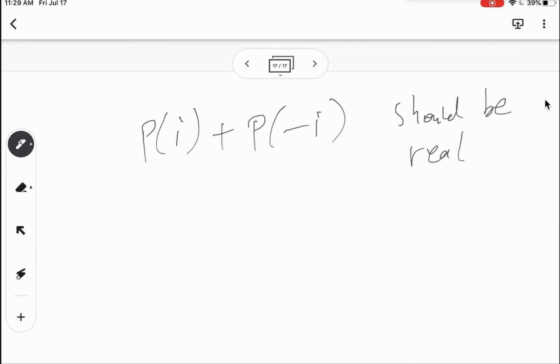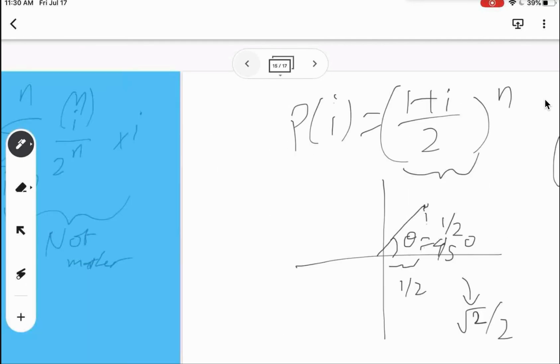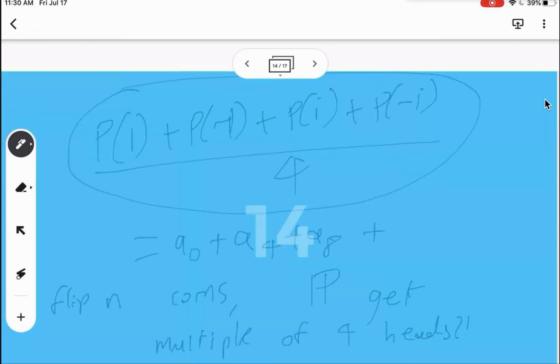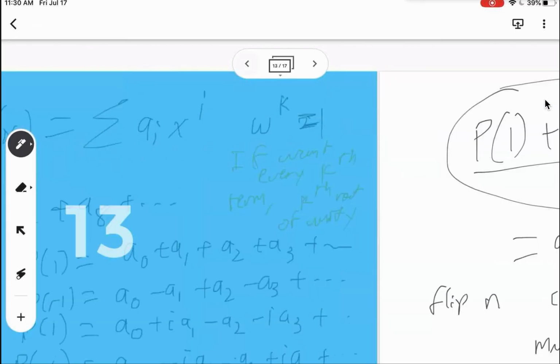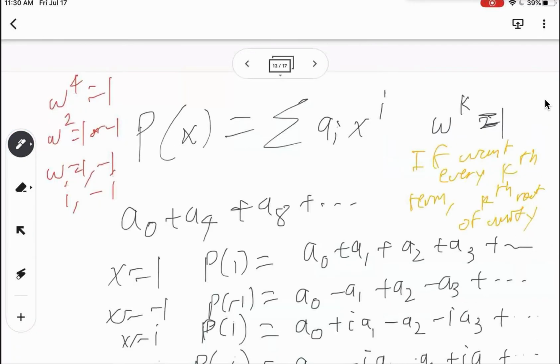You can see this from our example before. Remember our 4 polynomials: if you add p of i and p of negative i, all the odd terms cancel out, so you don't have any i terms. These 2 terms cancel out and these 2 terms cancel out. So you no longer have any complex terms, and you're only left with real numbers.